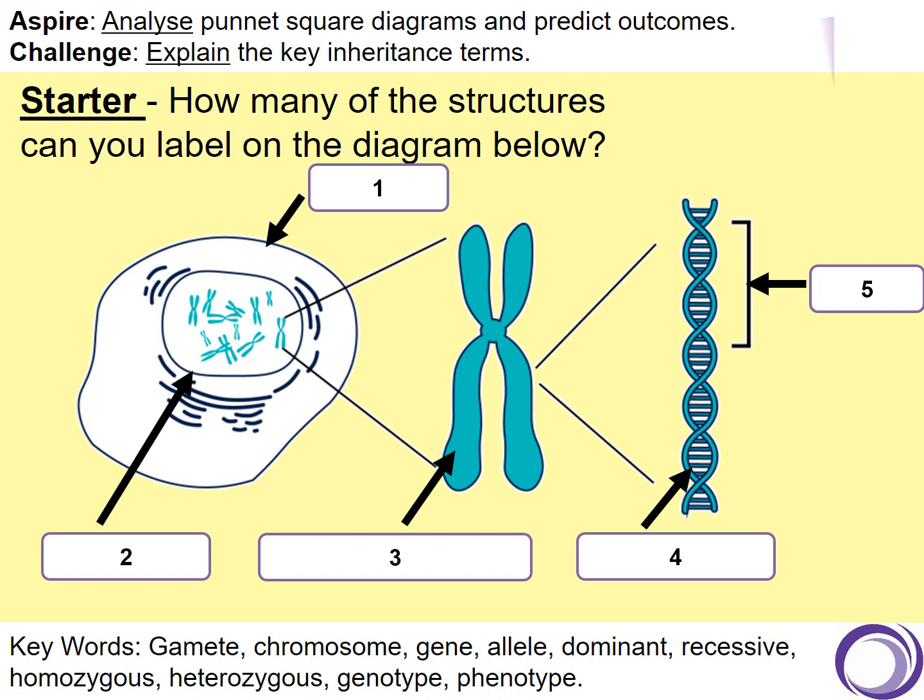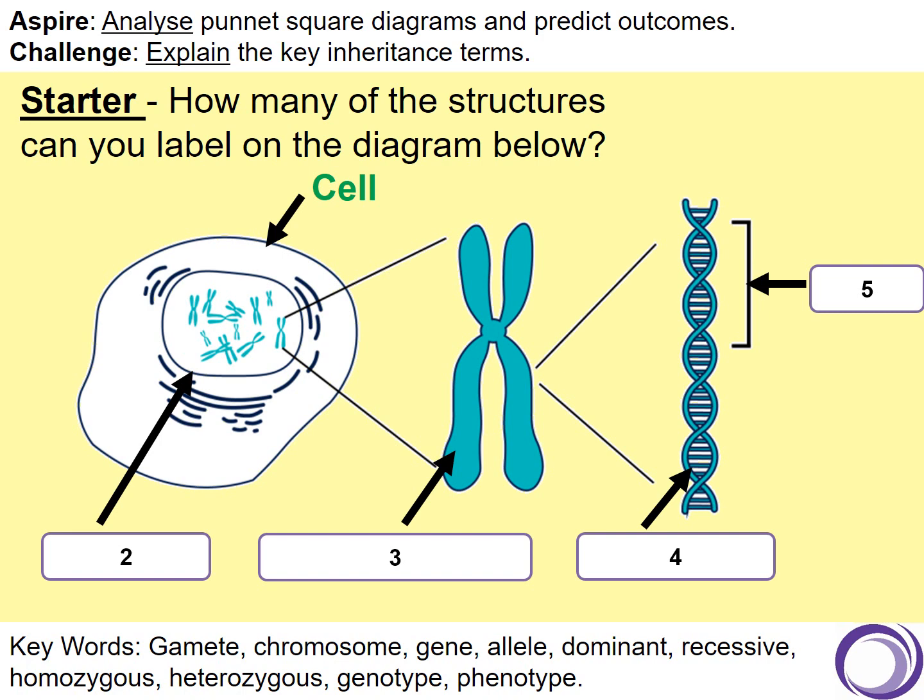Okay, how did you get on? So under box 1, you should have had the word cell. Now it's just pointing to the whole cell. Now I will forgive you if you wrote cytoplasm there, because if you look at the very tip of that arrow, it is pointing to just inside the cell membrane, and it could be forgiven for thinking it's pointing to the jelly-like substance that makes up the cytoplasm.